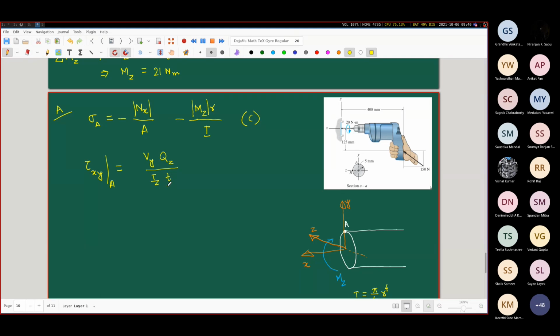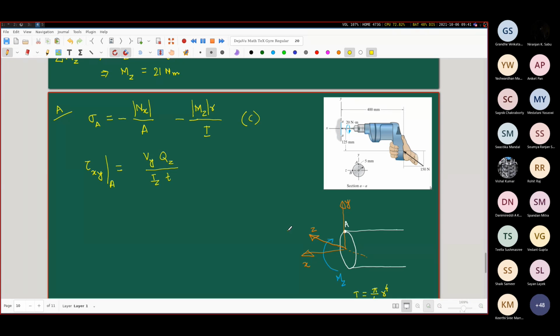Diameter. See, we are talking about the point A, which is at the very top of the cross section. You see here? It should be 0. Exactly, it should be 0.